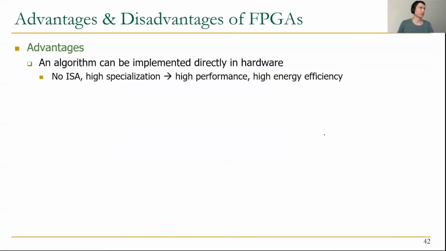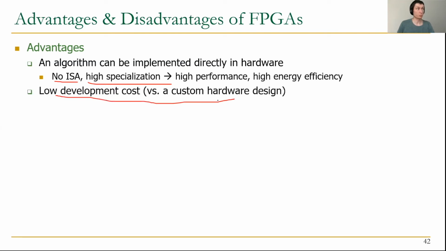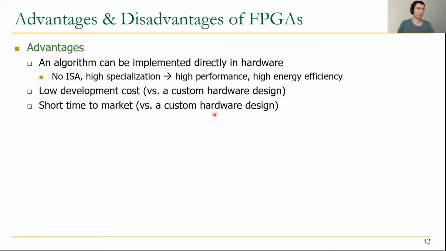Okay, let me quickly go over the advantages and disadvantages of FPGAs. So an algorithm can be directly implemented in hardware, and this helps you avoid the overhead of using an instruction set architecture. And you can highly specialize your hardware for the application, but in general purpose processors, that's not possible. We are just working with whatever is provided with the CPU itself. It has low development costs compared to a full custom hardware design. It has short time to market, again, compared to a custom hardware design, but you can argue that doing everything in software can have an even shorter time to market.